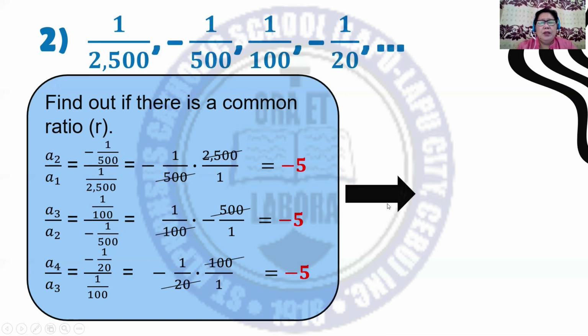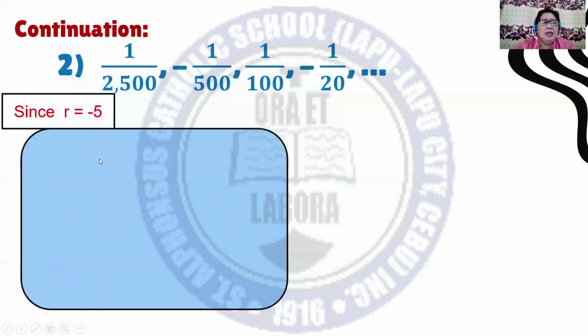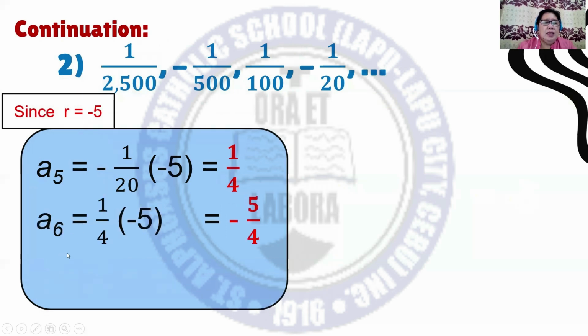Therefore, the common ratio is negative 5. And since the common ratio is negative 5, to get the next three terms, the fifth term can be taken by multiplying the current term, which is negative 1 over 20, times the ratio negative 5, which is equal to 1/4. Then, for a sub 6, you have 1/4 times negative 5, which is equivalent to negative 5/4.